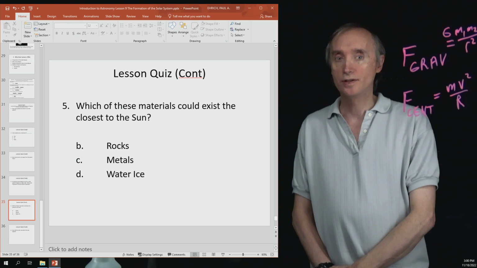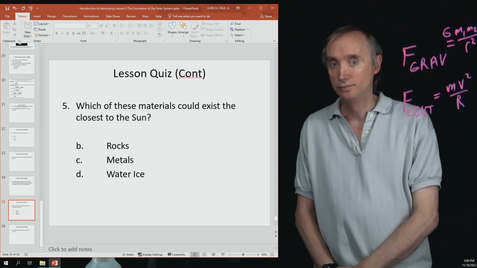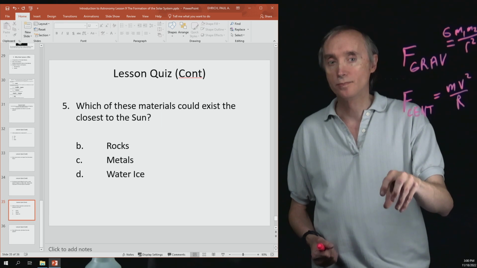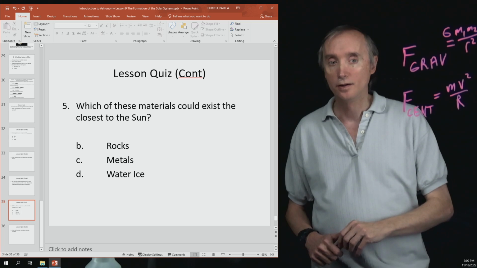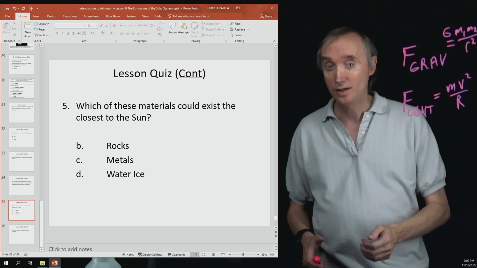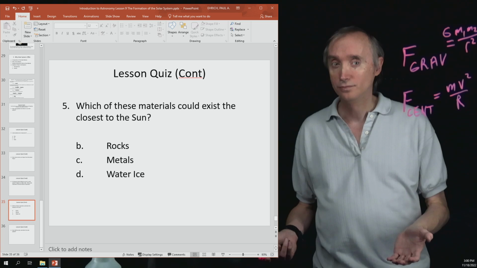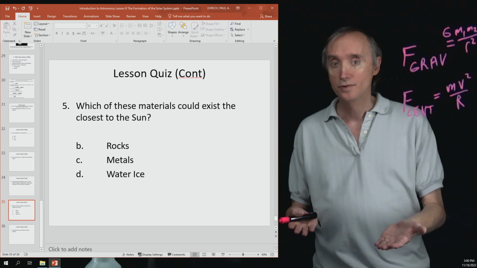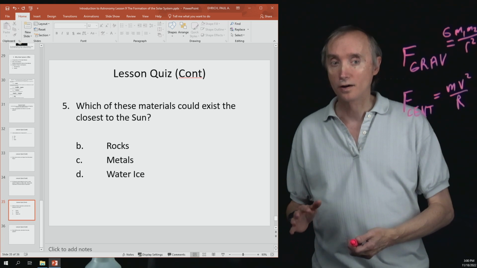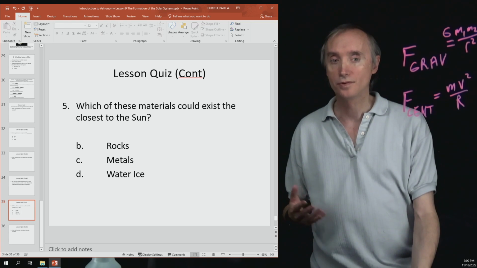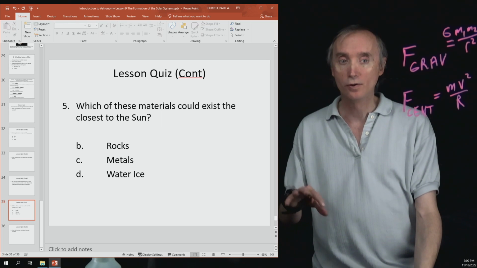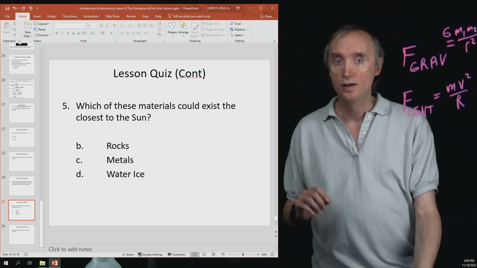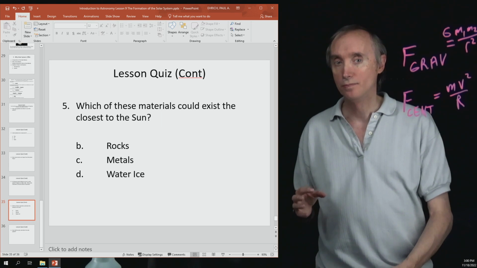Which of these materials could exist the closest to the sun? So again, if you took a rock and a piece of metal and some ice and put them on top of a burner and started to increase the heat, which is the first one to melt? Well, it's got to be the ice. Now what about the rock and the metal? It turns out that metals are going to melt the least. So a rock will melt first, and then the metal will melt. So the ones that are the closest to the sun are going to be the metals.